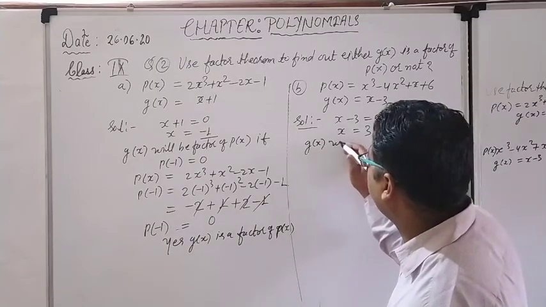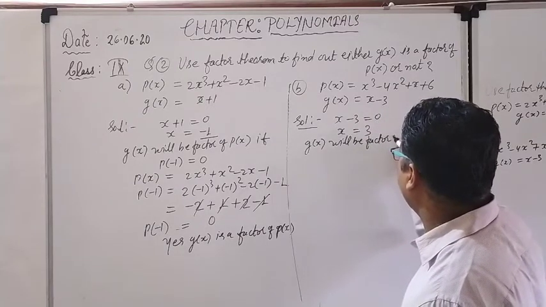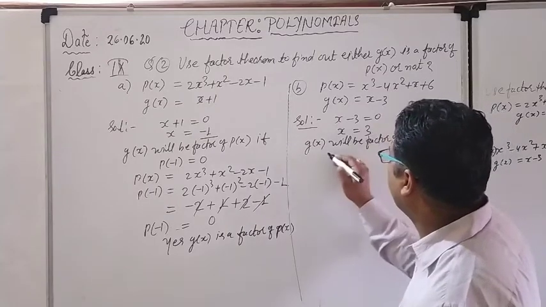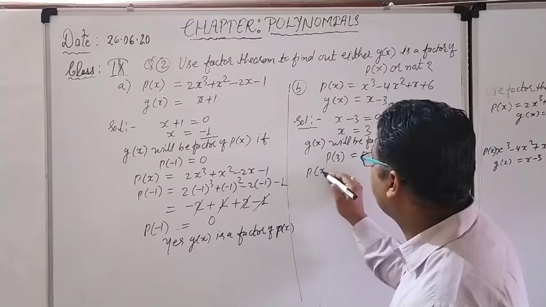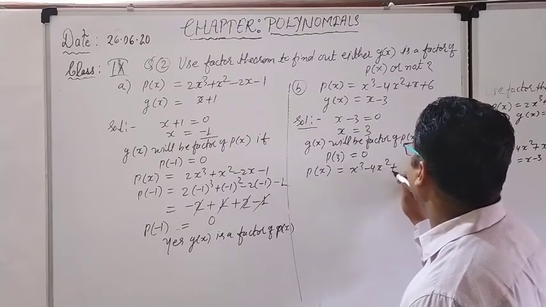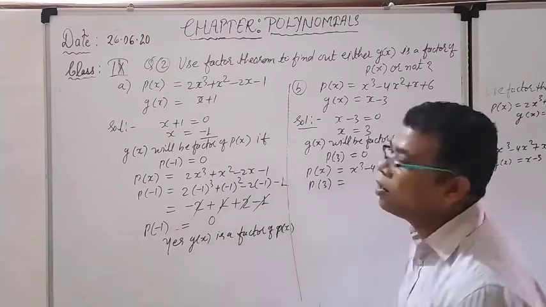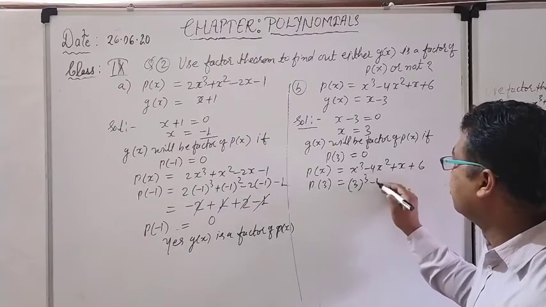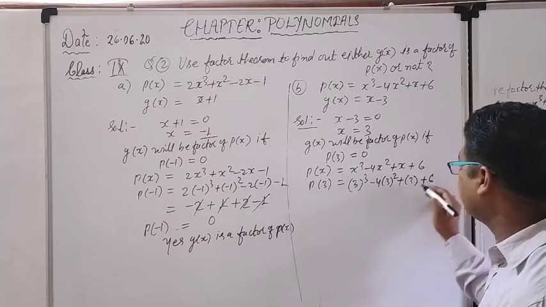Right now I will verify. g(x) will be a factor of p(x) if the value of p(3) is equal to 0, and that we can check. p(x) is equal to x cube minus 4x square plus x plus 6. Right now the value of p(3) we have to calculate. Wherever x is coming I have to fill in the value 3. Nothing is special, very easy work.